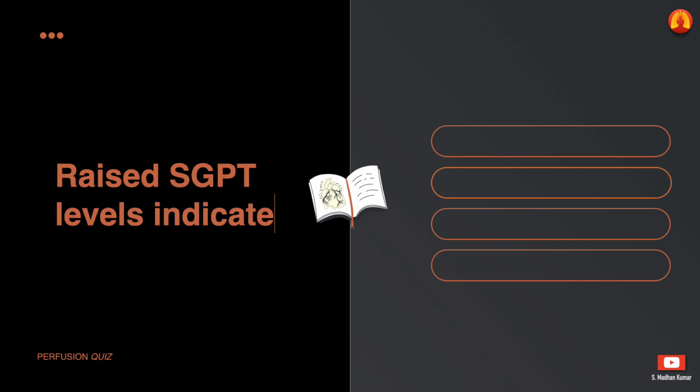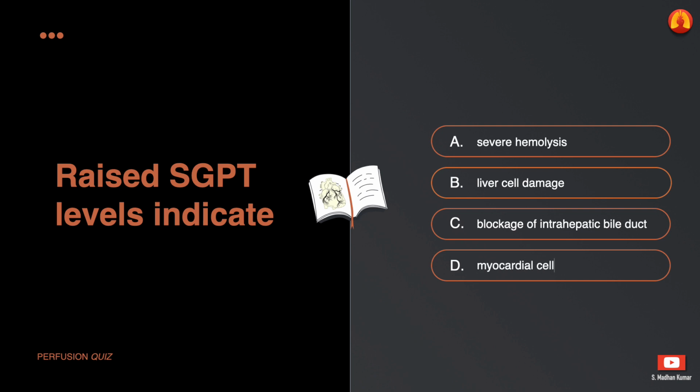Raised SGPT levels indicate A. Severe hemolysis. B. Liver cell damage. C. Blockage of intrahepatic bile duct. D. Myocardial cell damage. The correct answer is liver cell damage.